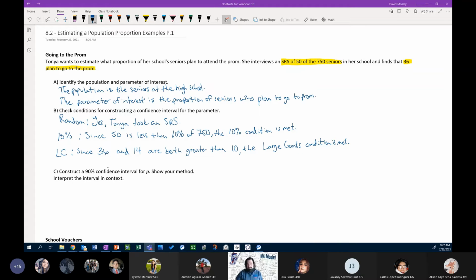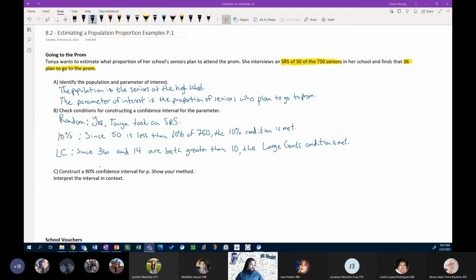We could also write this out as the calculation and say n times p hat is greater than or equal to 10, n times 1 minus p hat is greater than or equal to 10, but in this case we have the actual values, so it's easier to just write them out. So, excellent. B has been answered. Yes, Matthew. Wait, I get confused. Where'd you get the 14 again, Mr. Mosley? 50 minus 36. It's the remaining students from our survey who said that they weren't going to prom because they weren't part of the 36 who said they would go. Yes, thank you for asking for clarification.